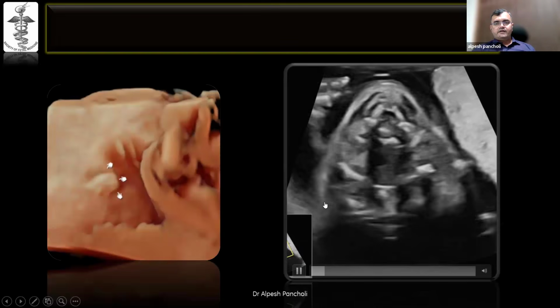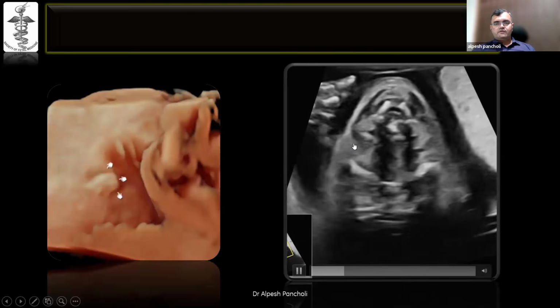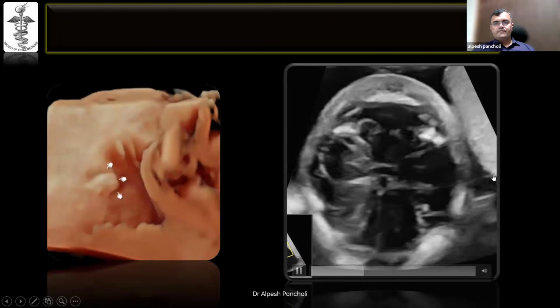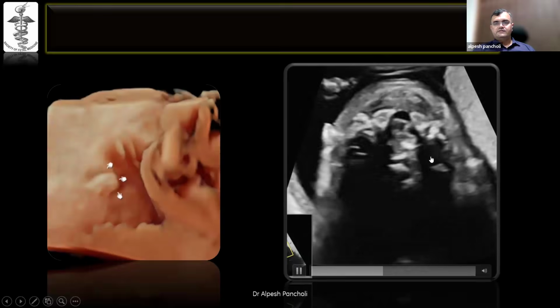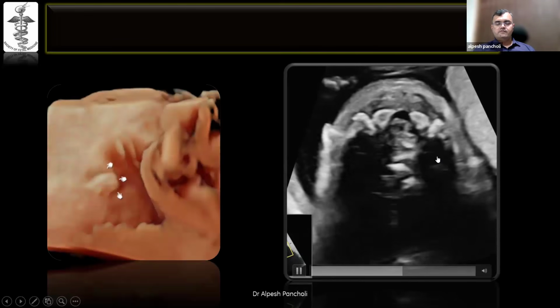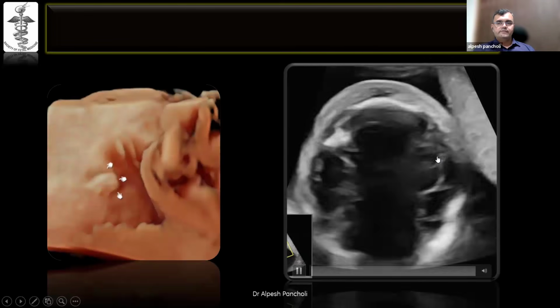On the tympanic ring evaluation, this is the normal left tympanic ring, and on the right side, we cannot see any tympanic ring. So whenever we see microtia, always look for the tympanic ring.